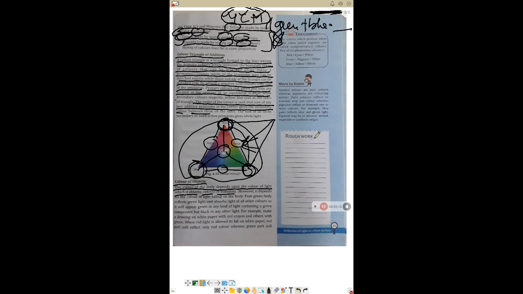Okay, so all the colors of the objects and the things that you see around yourself or around us is actually the light which is getting reflected. Okay, so moreover, it depends on the color of light falling on the body. So please remember here, put a star mark here. So different colors of objects are actually because of the colors of light falling on them. A pure green body reflects green light and absorbs the light of all other colors.